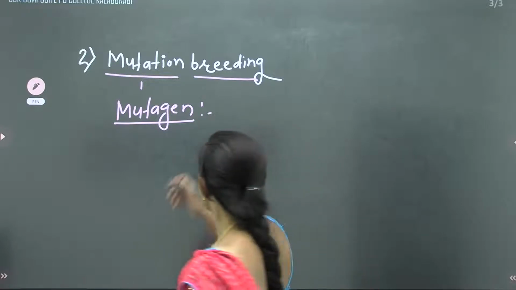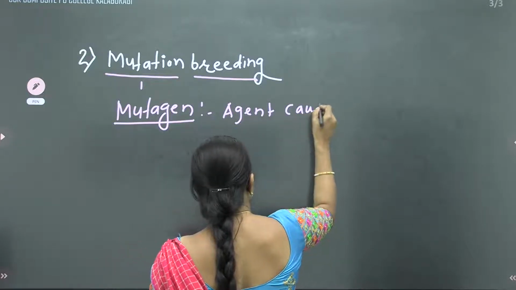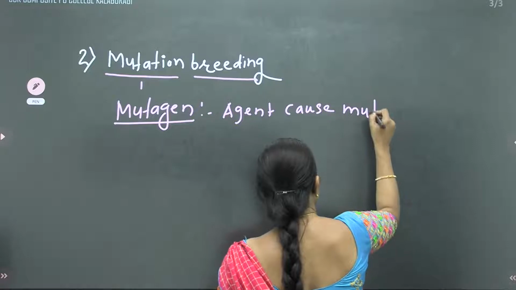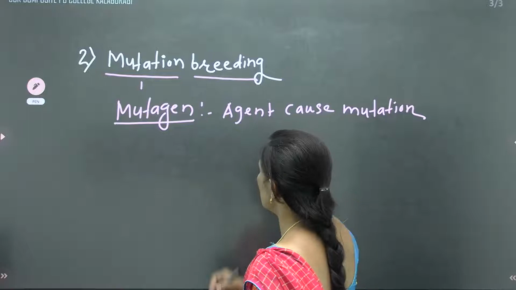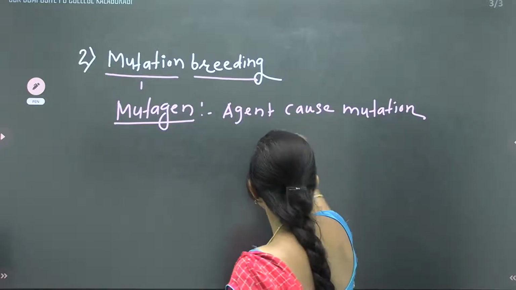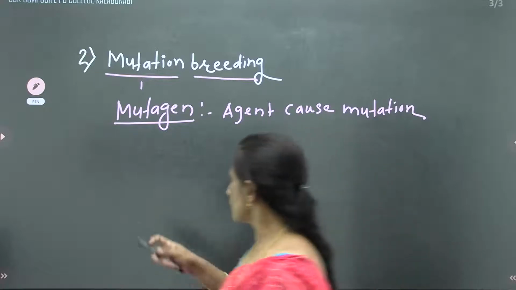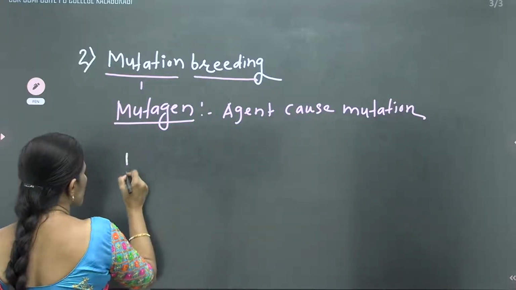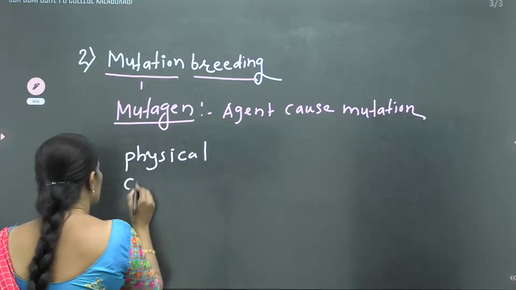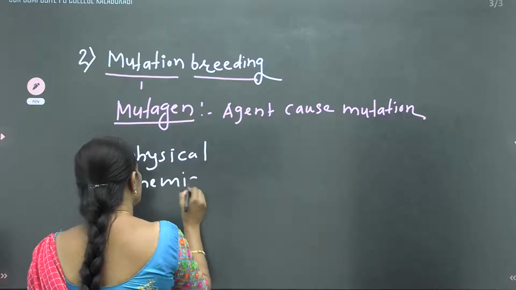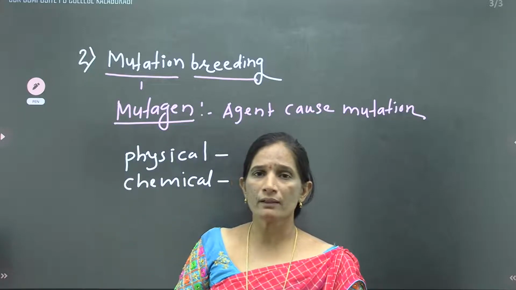Mutagen means an agent that causes mutation is called a mutagen. Is it clear? Here mutagens may be physical or chemical. Mutagens may be physical mutagens or chemical mutagens.